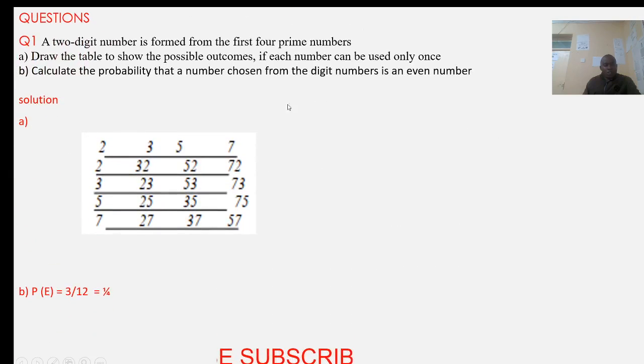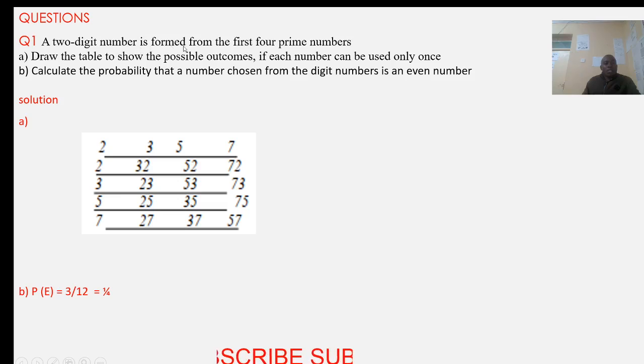Let's discuss these questions. A 2-digit number is formed from the first 4 prime numbers. Draw the table to show the possible outcomes if each number can be used only once. Calculate the probability that the number chosen is an even number.